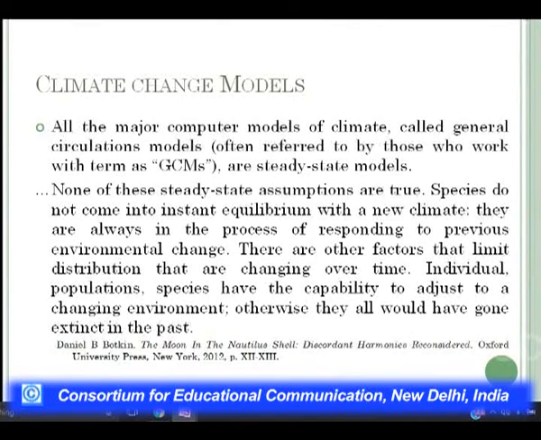Species do not come into instant equilibrium with a new climate. They are always in the process of responding to previous environmental change. There are factors that limit distribution that are changing over time. Individual populations and species have the capability to adjust to a changing environment, or otherwise they all would have gone extinct in the past. Which means he is trying to suggest that there has been no equilibrium. This is a very problematic formulation.